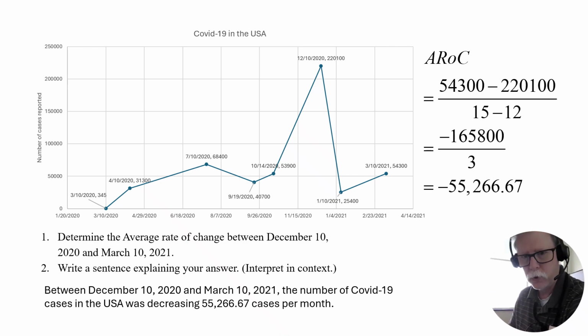Write out the full output name that you're given. It was decreasing because of the negative, the number per month, always per a single input. All right.